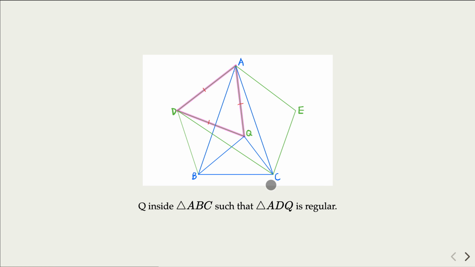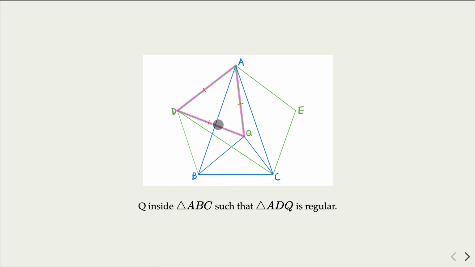But we try to prove AP equals BC. So only if we can prove Q and P coincide at the same position, the same point. Now, let's show that. Here we have a regular triangle. We'll notice that ACD is another isosceles triangle. In other words, AC equals CD. This angle here is 36 degrees, and these are going to be 72 and 72.